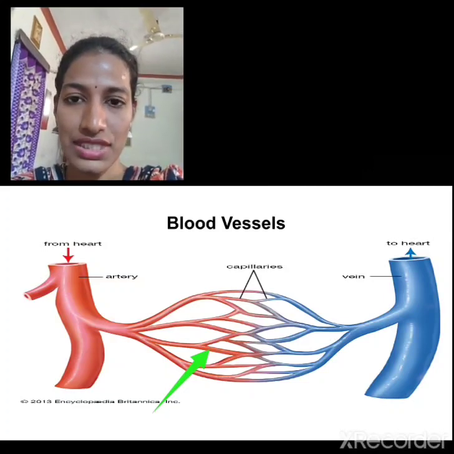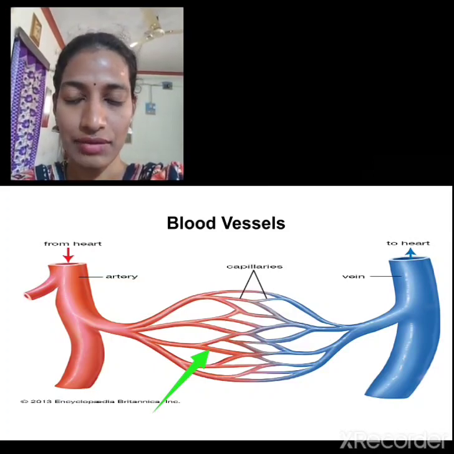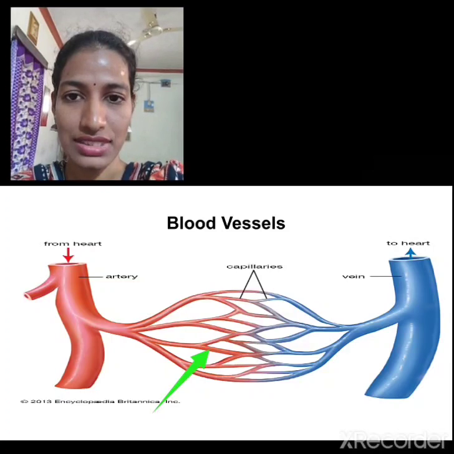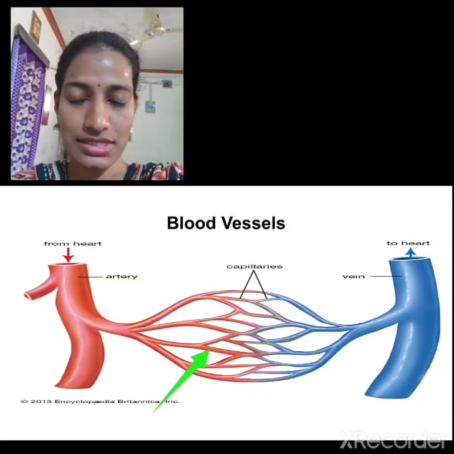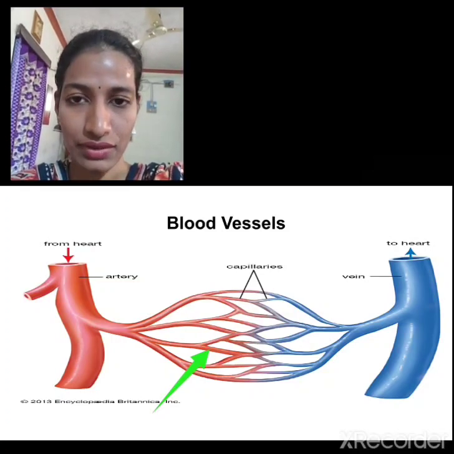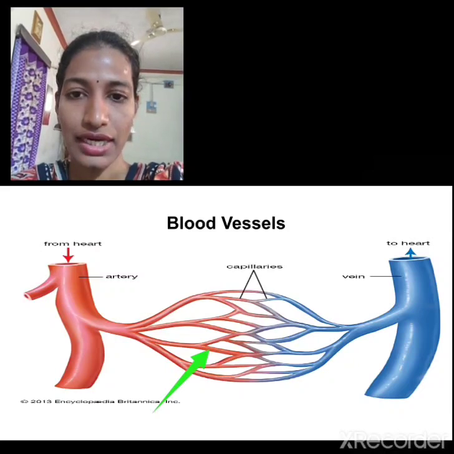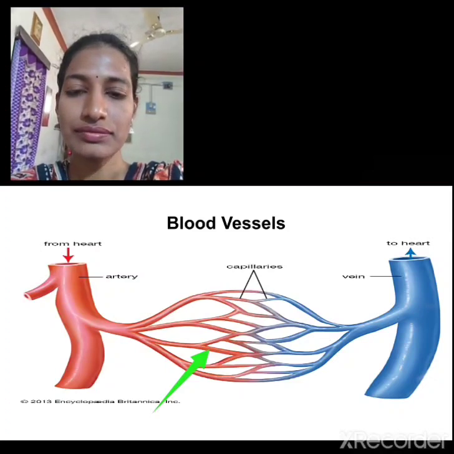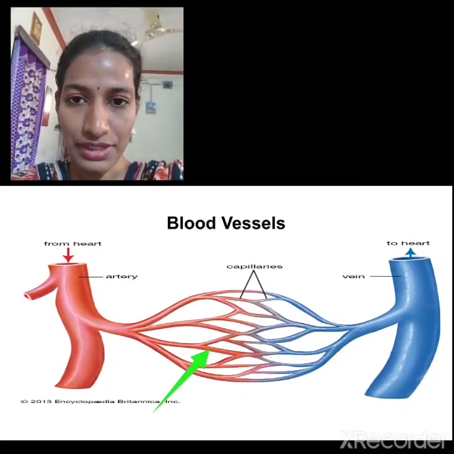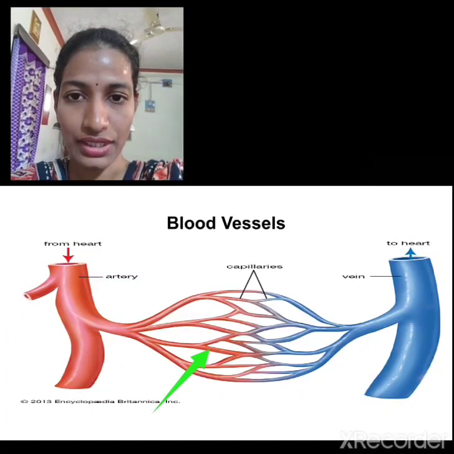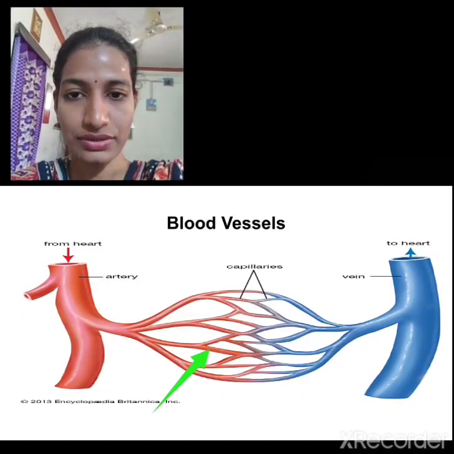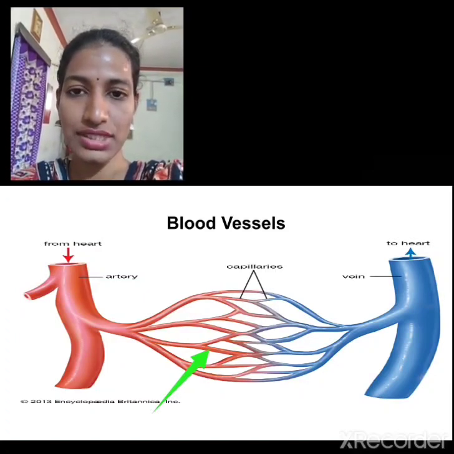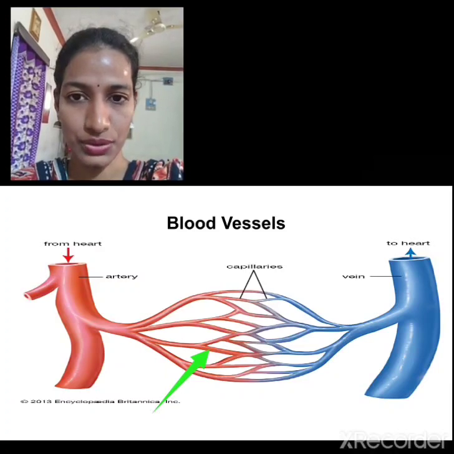So what is the function of the capillaries then? As I already said, arteries give rise to the capillaries. So they have to carry the oxygen-rich blood and the nutrients present in the blood to all the parts of our body. Capillaries are present throughout our body and also surrounded by the tissues, so they supply these nutrients and the oxygen to the tissues.